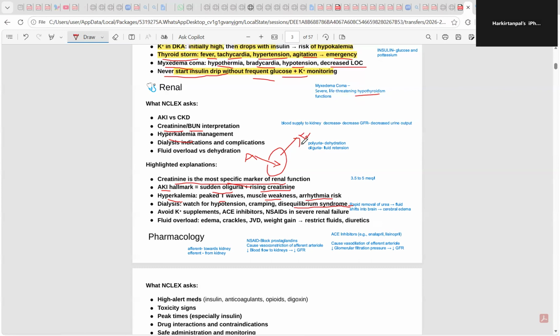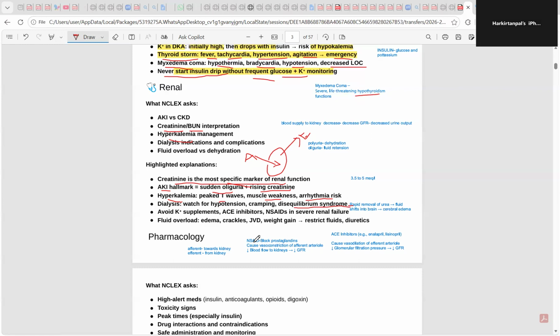Here also, if the efferent arteriole gets vasodilated, what happens? There is too much blood supply through the efferent arteriole, which can also decrease glomerular filtration. The blood is rapidly removed from the kidney through the efferent arteriole, so the volume of blood undergoing filtration decreases in case of vasodilation in the efferent arteriole. Understood the difference?